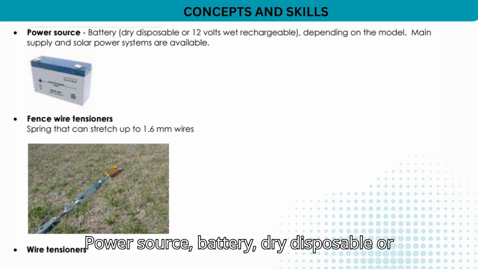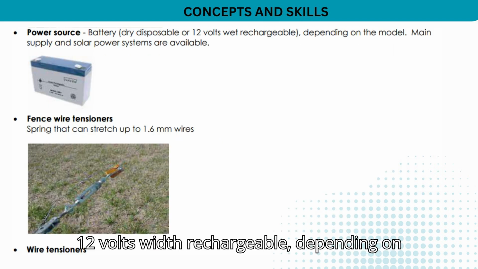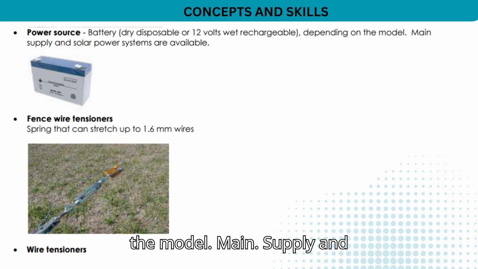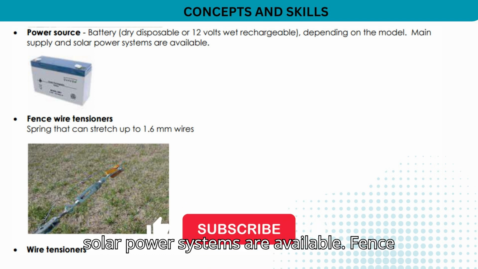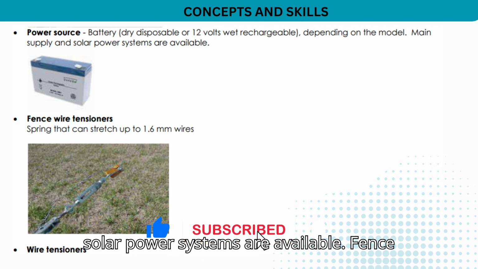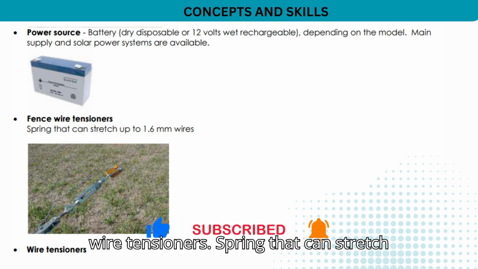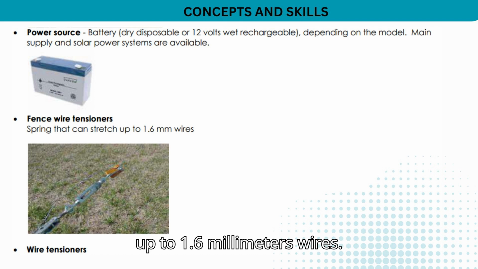Power source. Battery: dry disposable or 12 volt wet rechargeable, depending on the model. Mains supply and solar power systems are available. Fence wire tensioners. Spring that can stretch up to 1.6 mm wires. Wire tensioners.